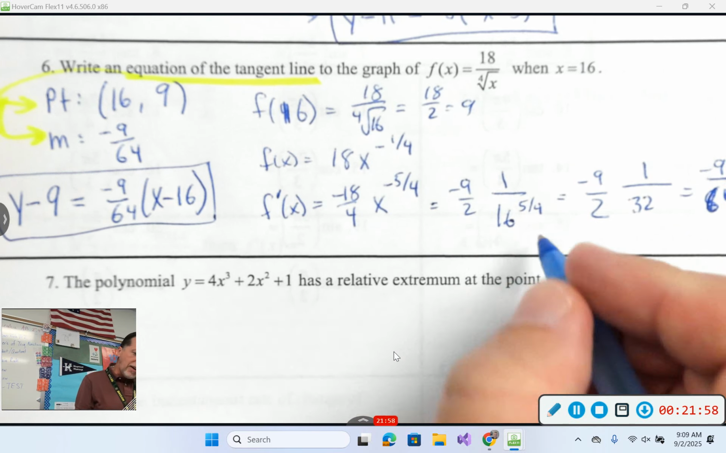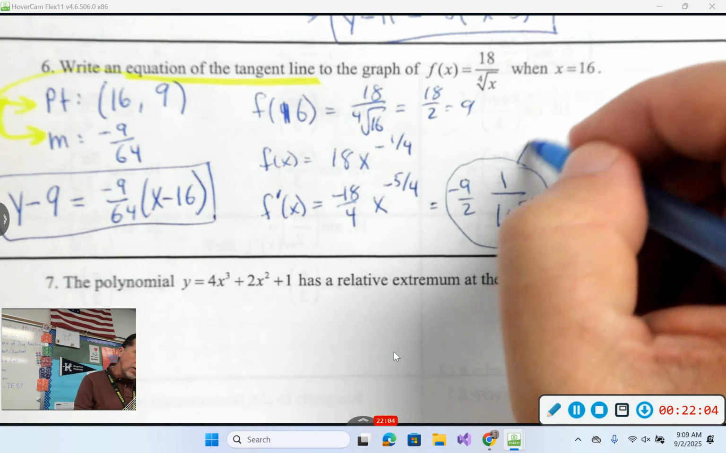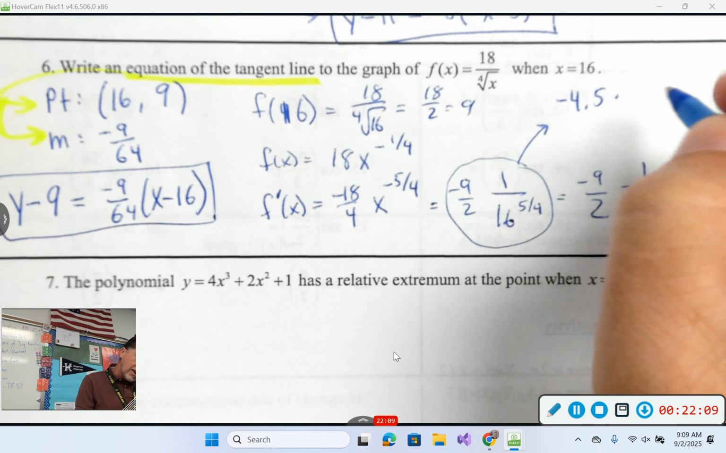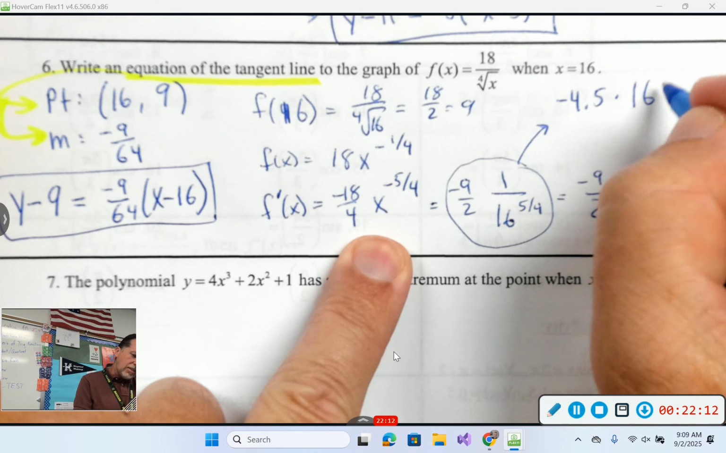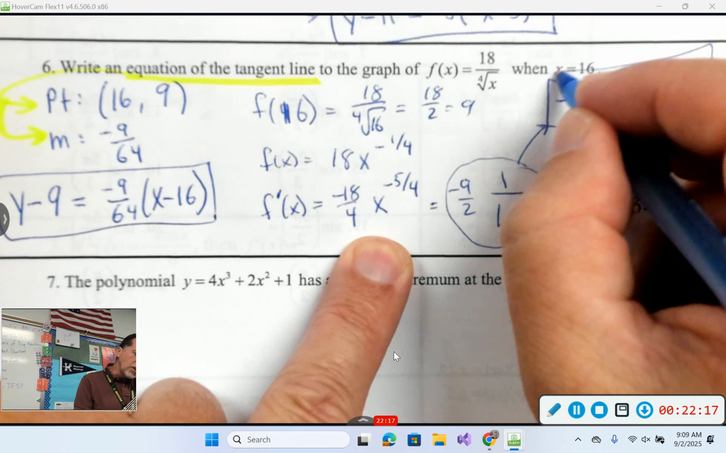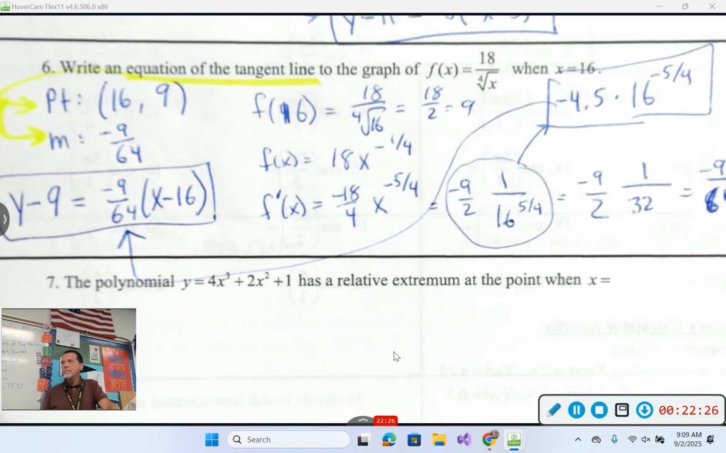So if you had left it, in fact, I hesitate to say this because someone's going to do it and I'm going to have to figure it out, but you don't have to evaluate any of that. You could have left this as negative 4.5 times 16 to the negative 5/4. If you wanted to use all of that as your slope, you could, because that's the same thing as negative 9 over 64. So it looks terrible, but it's acceptable because it's the right answer. You don't have to evaluate fractions, decimals, square roots. You can just leave them as they are.